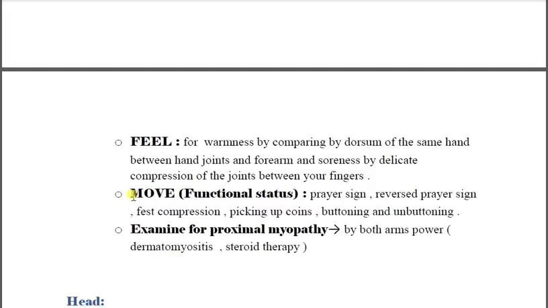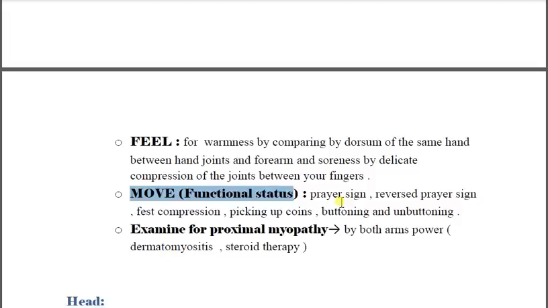Move, this is to assess the functional status of the hands. There are a lot of movements you can do for the patient: prayer sign, reversed prayer sign, fist compression, picking up coins, buttoning and unbuttoning. You can do only 4 of these actions to know if there is functional impairment of the patient or not.